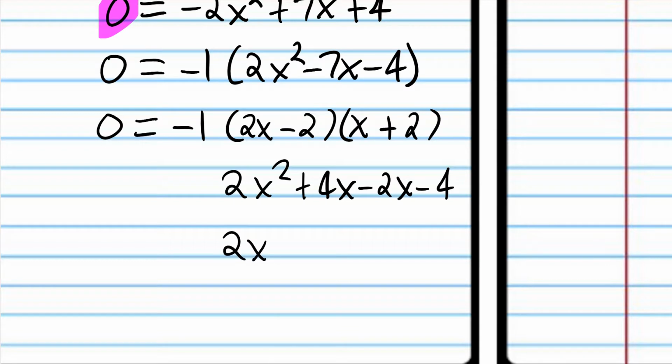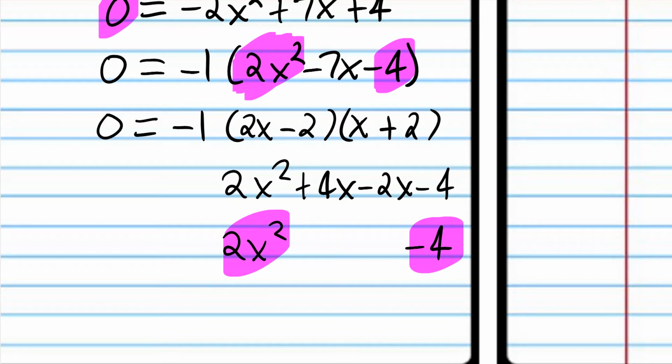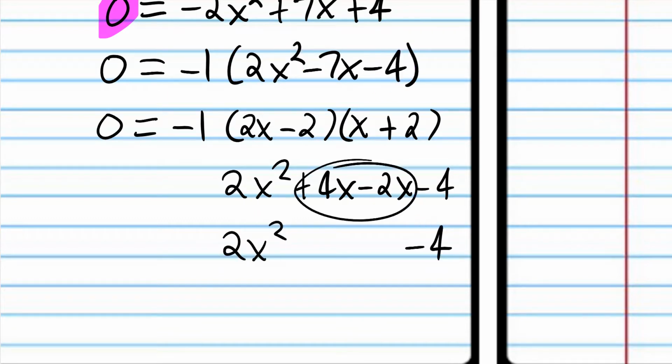Now, we got 2x squared and we got negative 4. You see, that's a guarantee. We designed the factorization so that would work, you see. So we really don't have to test that part. The part that we're really testing here is the inside part. Do these numbers combine to make negative 7? So 4x minus 2x is positive 2x, so the answer is no, that was not the correct factorization.